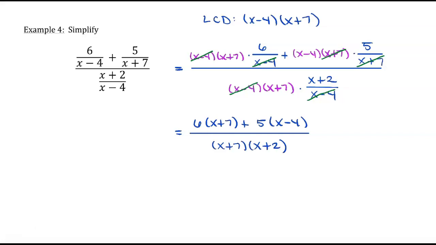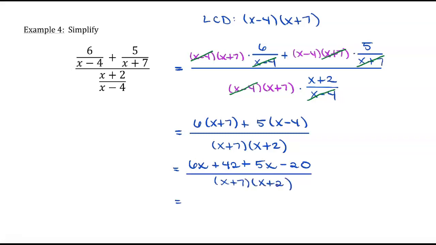Distributing in the numerator, we have 6 times x, or 6x, and 6 times 7, or 42, plus 5 times x, or 5x, plus 5 times negative 4, or negative 20. And we'll leave the denominator factored, x plus 7 times x plus 2. Collecting our like terms in the numerator, we have 6x plus 5x, or 11x, plus 42 minus 20, or positive 22.